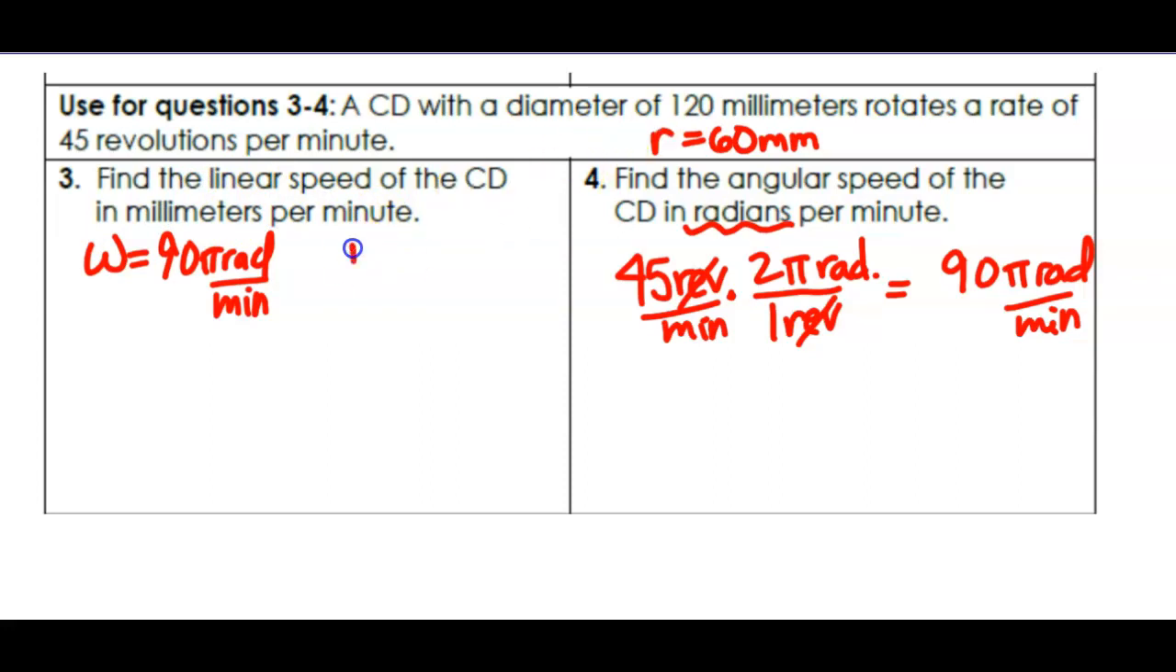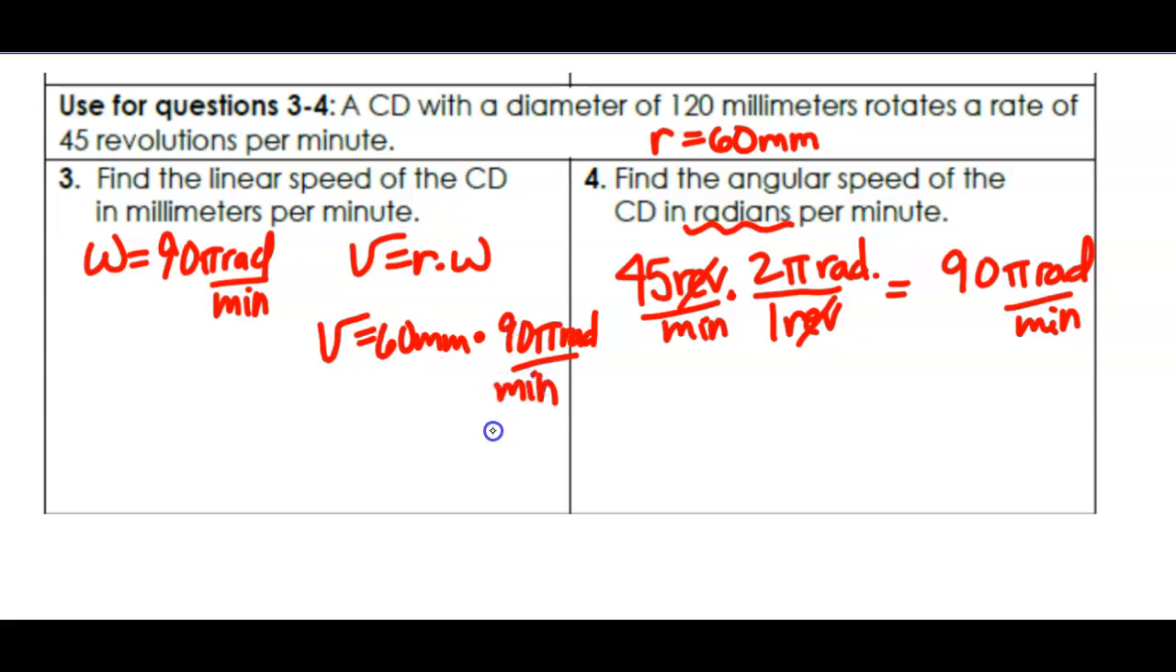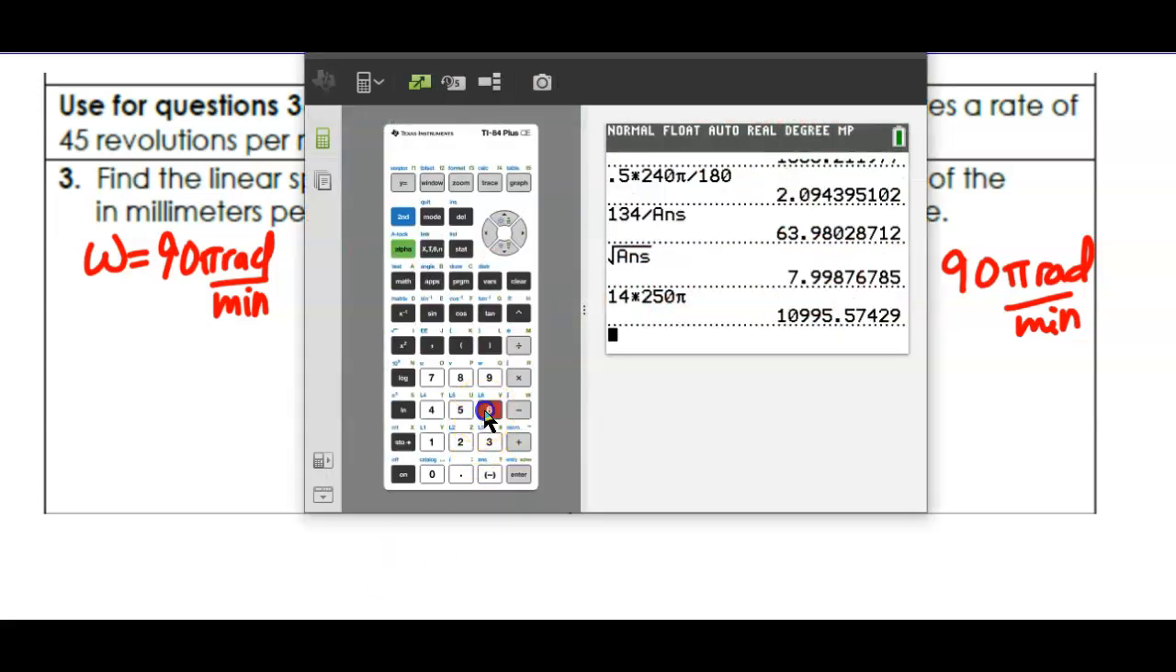All we have to do to find linear speed is multiply by the radius. So we would have 60 millimeters times 90 pi radians per minute. And type it in. And we get 16,965.